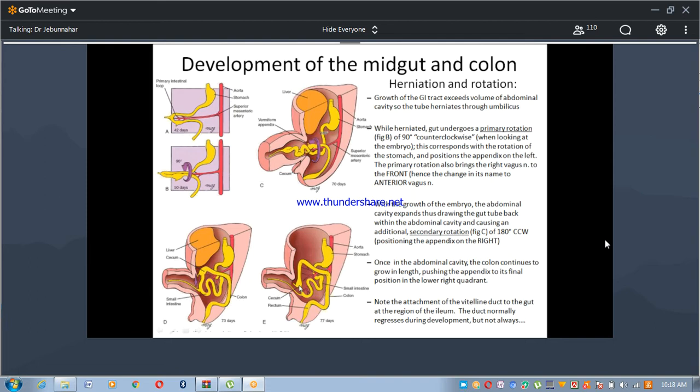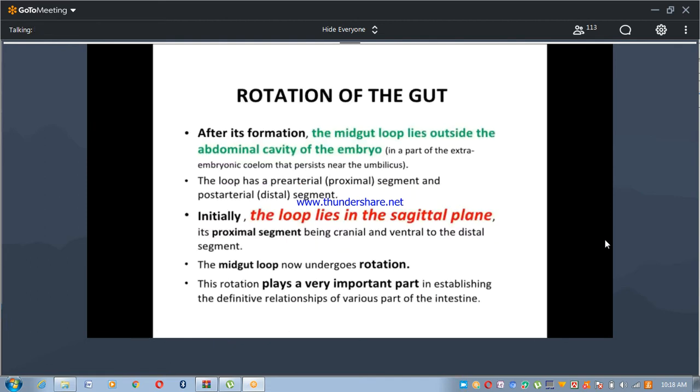Here, you see the cecum. The cecum lies below the liver, and in this stage the ascending colon cannot be demarcated. Gradually, the cecum descends to the right iliac fossa. Here, the cecum descends to the right iliac fossa, and the ascending, transverse, and descending colon are now demarcated.